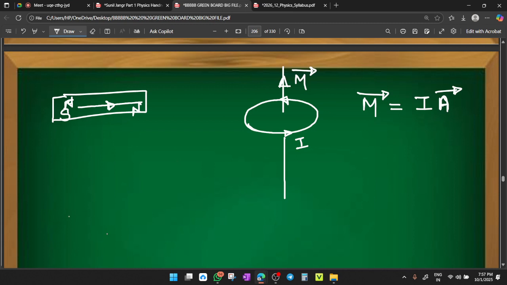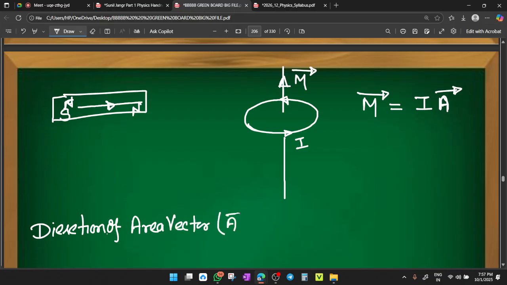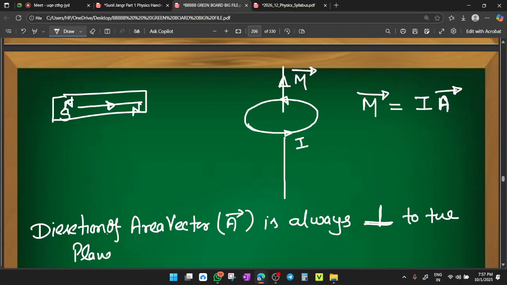You can write this: the direction of area vector A is always perpendicular, this is the symbol for perpendicular, to the plane of that surface. Clear?